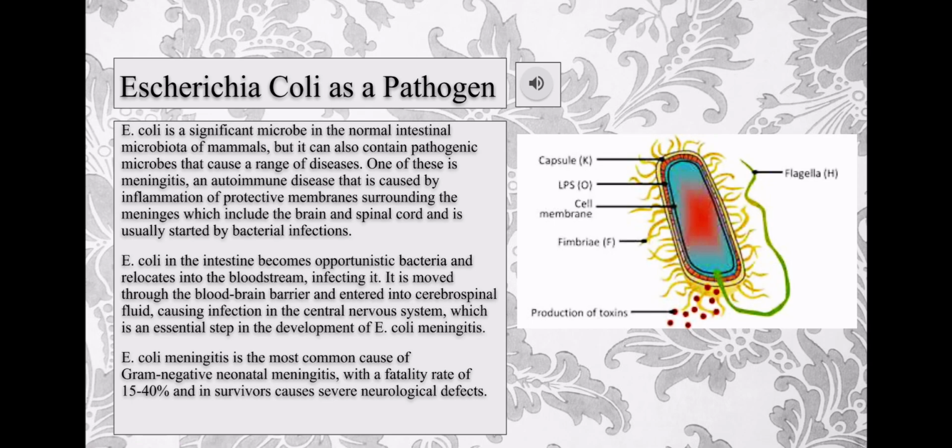E. coli in the intestine becomes opportunistic bacteria and then relocates into the bloodstream and infects it. It moves through the blood-brain barrier and enters the cerebrospinal fluid, causing the infections of the central nervous system. This is an essential step in the development of E. coli meningitis. E. coli meningitis is actually the most common cause of gram-negative neonatal meningitis, with a fatality rate of 15 to 40%, and it causes severe neurological defects in survivors.